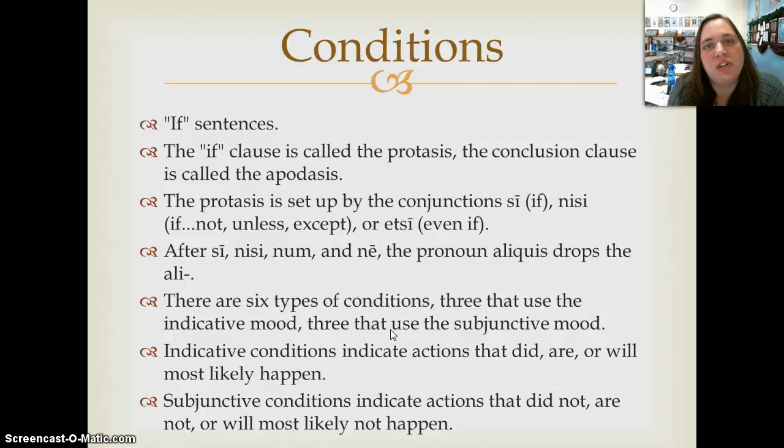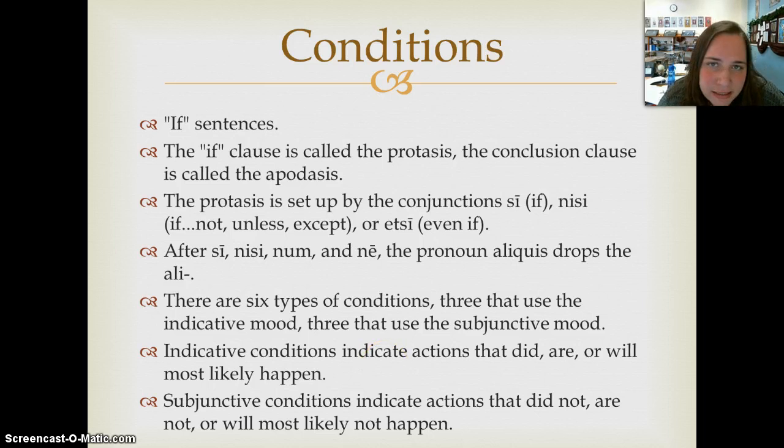This next video is on chapter 33 of Wheelock, and this covers conditions. It's a fairly short and straightforward video. Conditions are if sentences, so they have two clauses: the if clause and the conclusion clause. The if clause is called the protasis. The conclusion clause is called the apodosis. I want you to know those terms so that it's easier for me to talk to you about conditions.